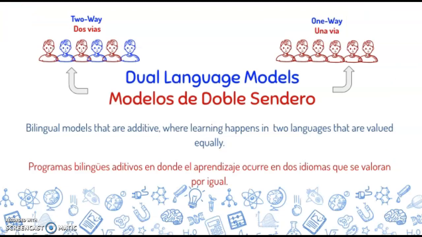The dual language models are bilingual models that are additive, where learning happens in two languages that are valued equally. At Knowlton Elementary, we offer both the two-way and one-way models, depending on the interest of our non-EL students. English learners, or EL students, are students that are identified as English learner by the state-established criteria. They may enter the dual language program at any grade level if the space is available. If the space is not available, then they can receive bilingual services in the transitional program.